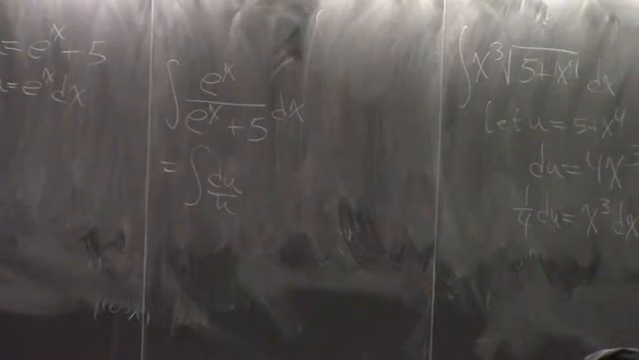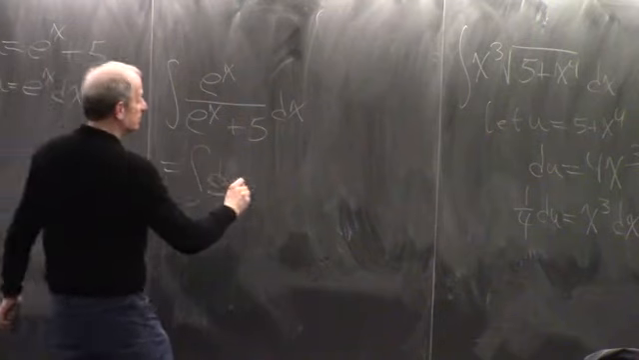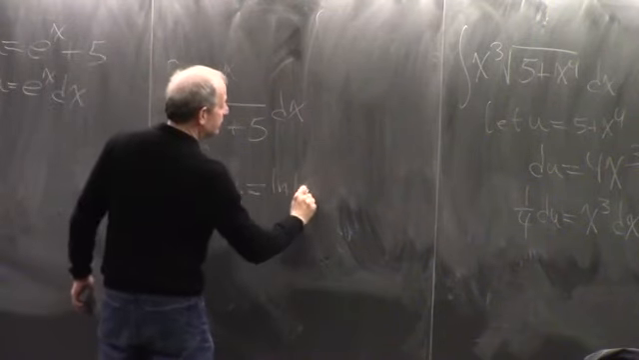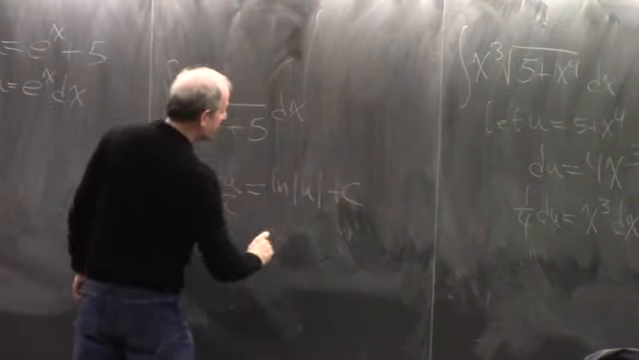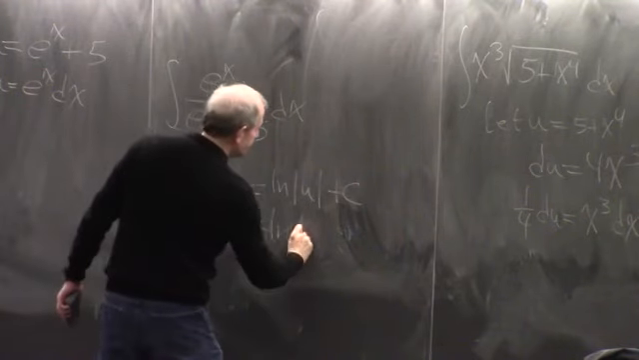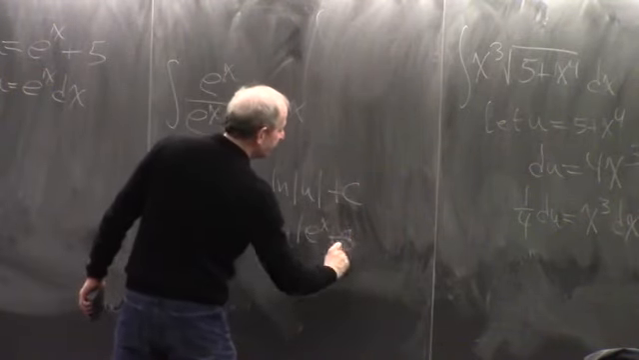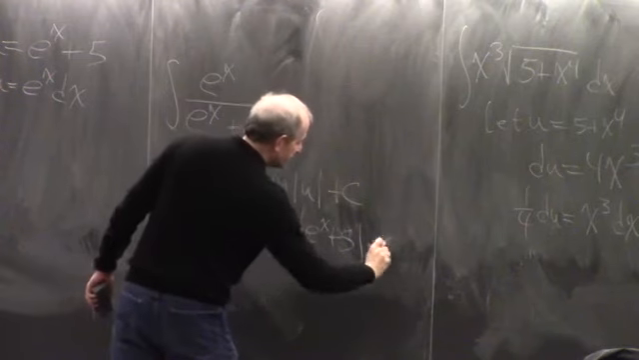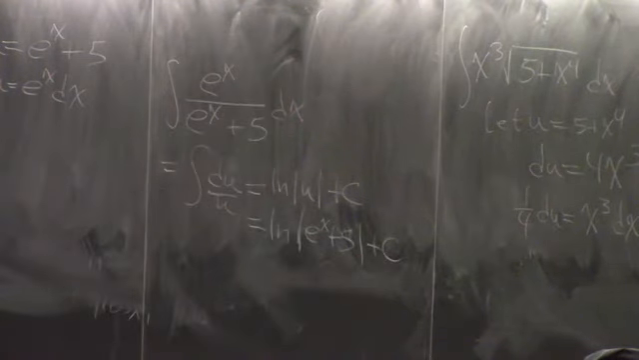The integral of du over u is just the natural log of the absolute value of u plus a constant. So this would be the natural log of e to the x plus 5 plus c. You don't actually need the absolute value here because e to the x plus 5 is always positive. e to the x is always positive. It's never 0, it's never negative.